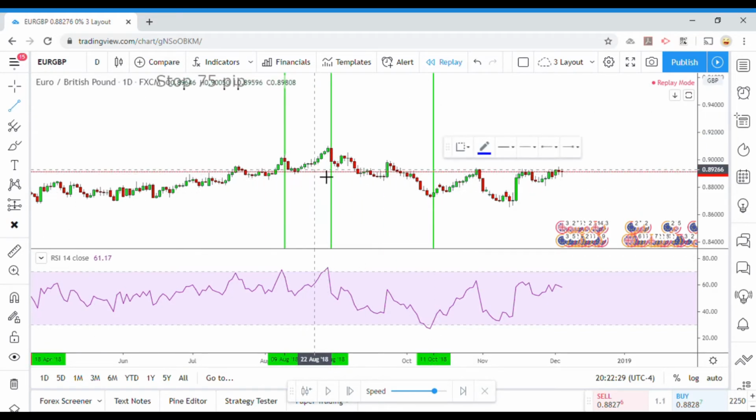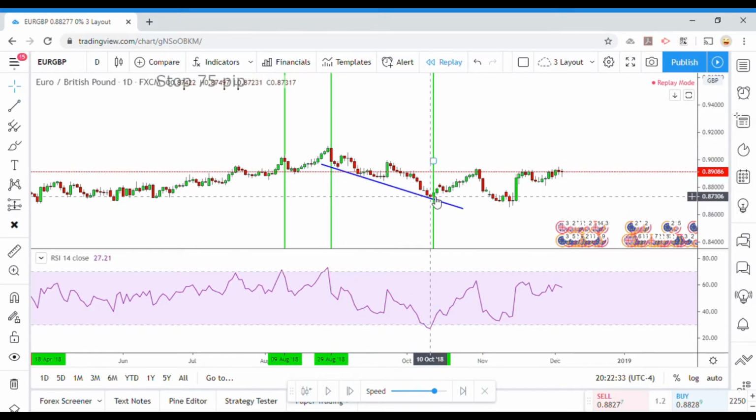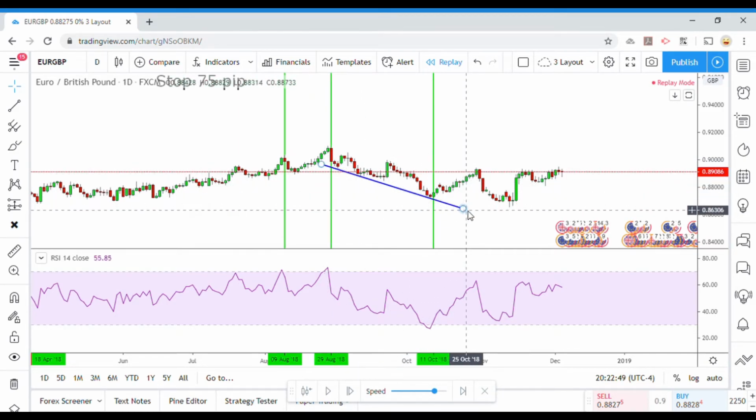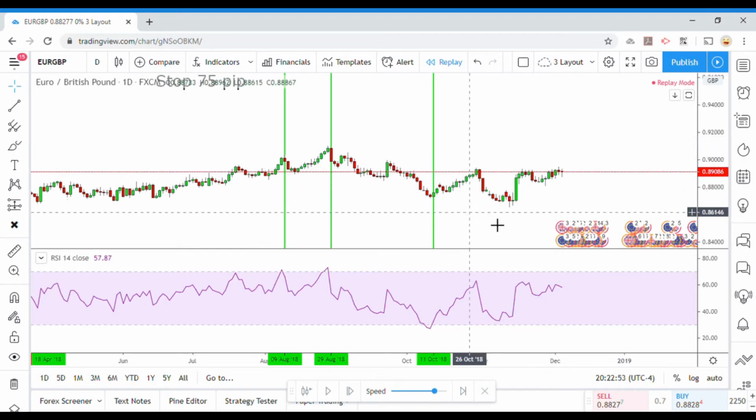As this downtrend started right here, it gave you a signal to go long. And then it attempted right here to give you a reversal signal. Now in this case, we got some pips out of it, but what we wanted was to ride this entire wave right here.